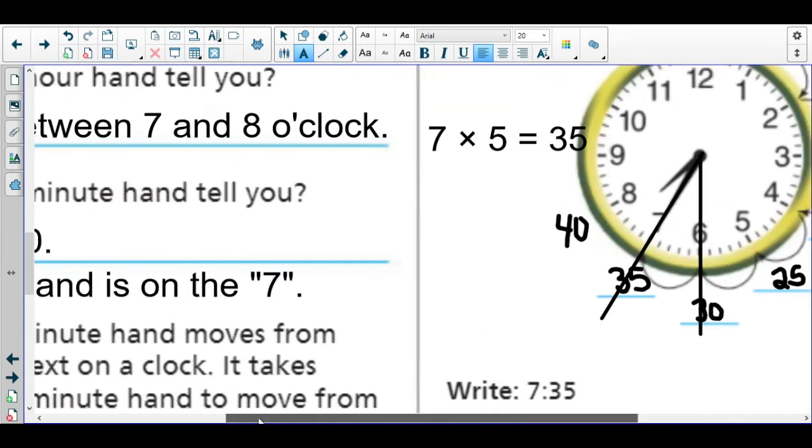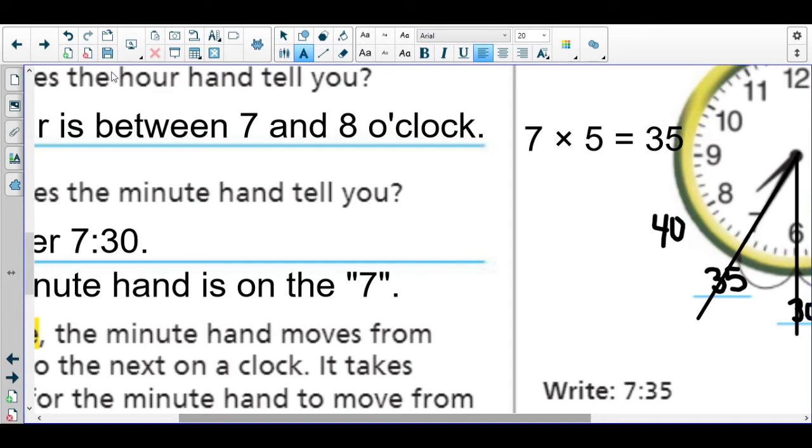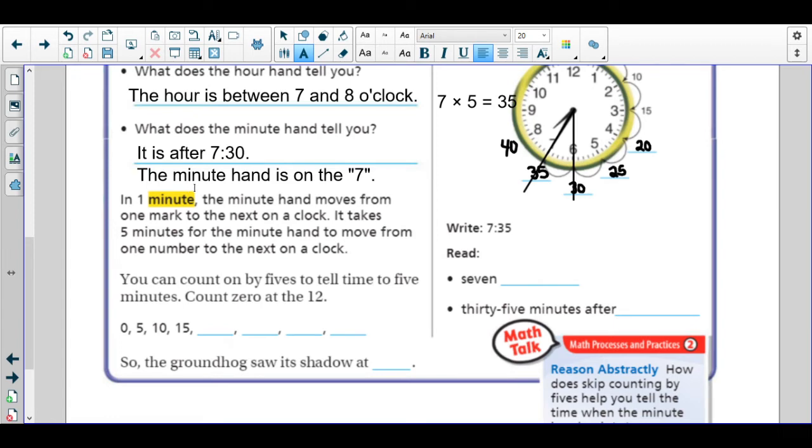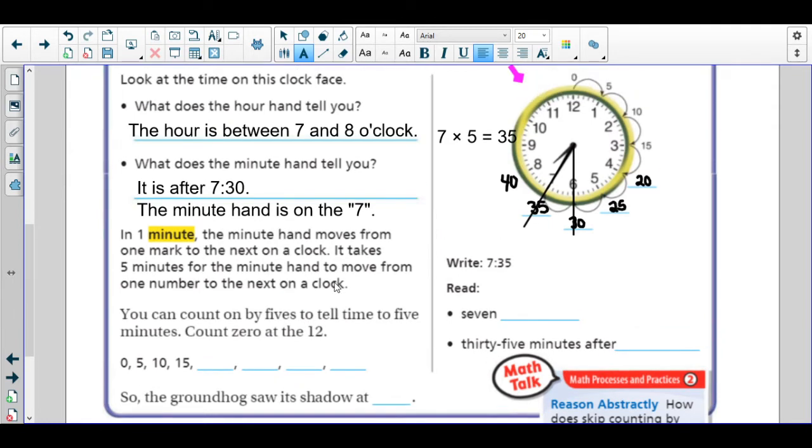All right. So let's zoom this out here so we can see everything again and then see if we can't finish this problem out. In 1 minute, the hand moves from one mark to the next on the clock. It takes 5 minutes for the minute hand to move from one number to the next on the clock. You can count on by the fives to tell the time until we get to the 12. So right up here, the 12, that's the 0.